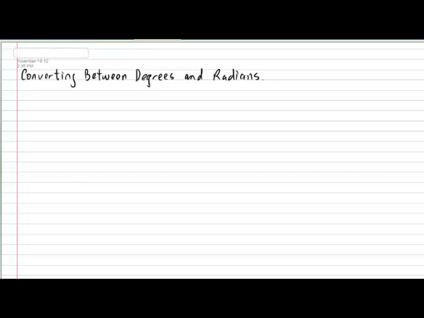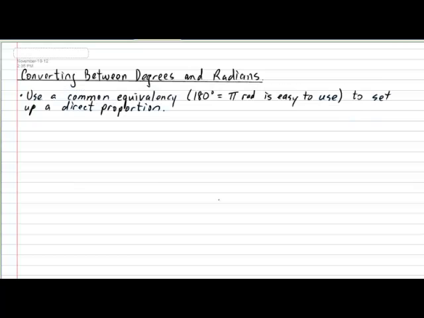Hi everyone. In today's lesson, we'll be taking a look at how to convert between degrees and radians. So in your notebook, please put the subtitle, Converting Between Degrees and Radians. Converting between degrees and radians is extremely simple, and all it really involves is using one of your common equivalencies.